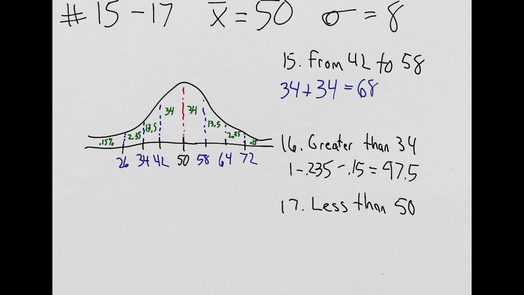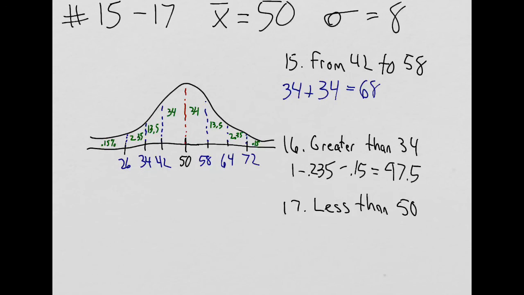The last question asks, less than 50. This one, you really don't need to do any math, because if you think about it, 50 is right in the middle. By definition, half of your data is going to be below it and half of your data will be above it. We're concerned about less than 50, but the answer would be the same as greater than 50. The answer to this one right here is 50%. These are all percents.